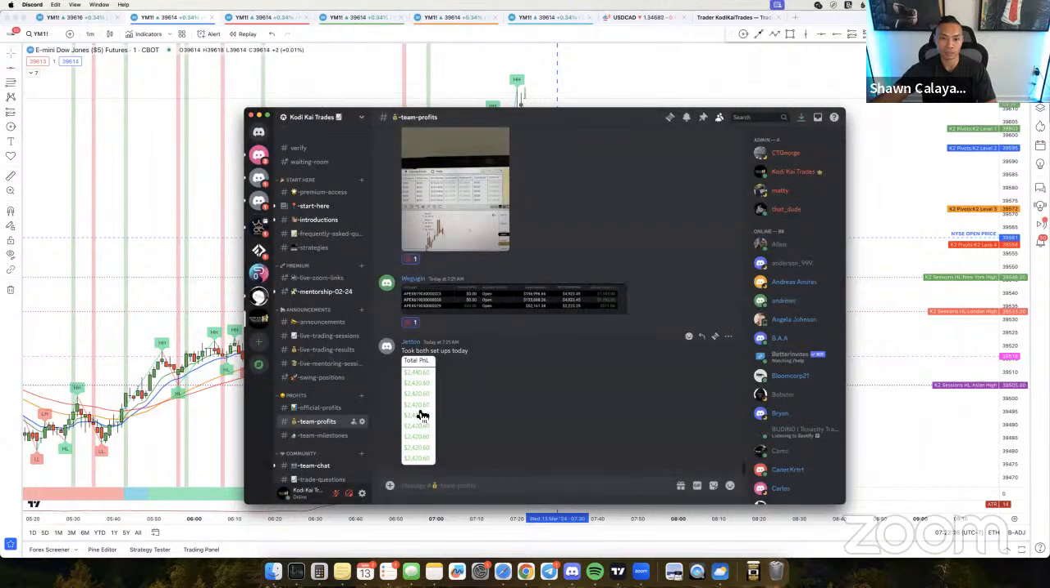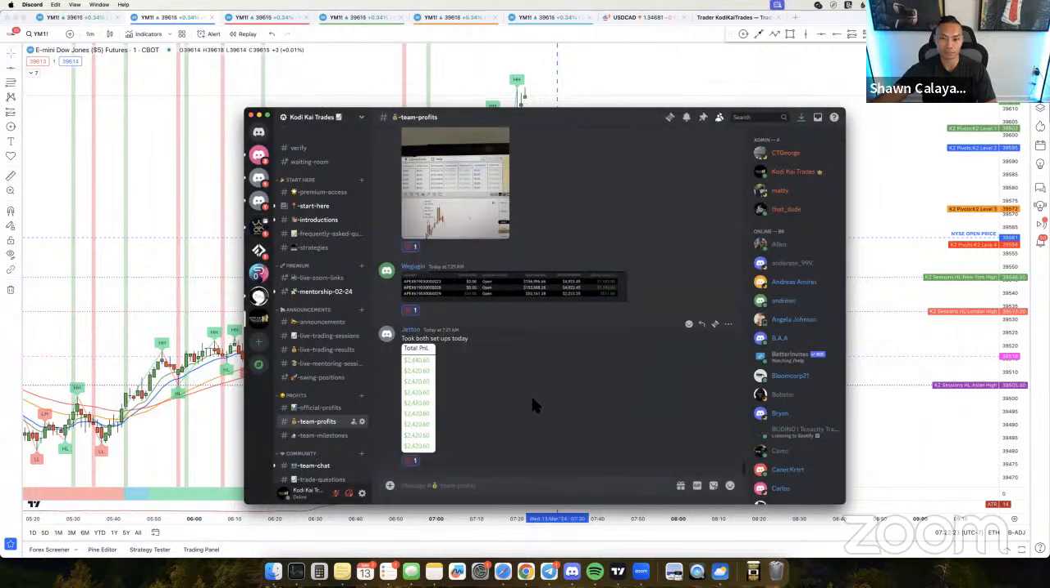He took both setups at PRB and he took the breakout V3. So that looks like pretty much all the profits over here for the most part. If you guys have more profit to post up, feel free to send them in.